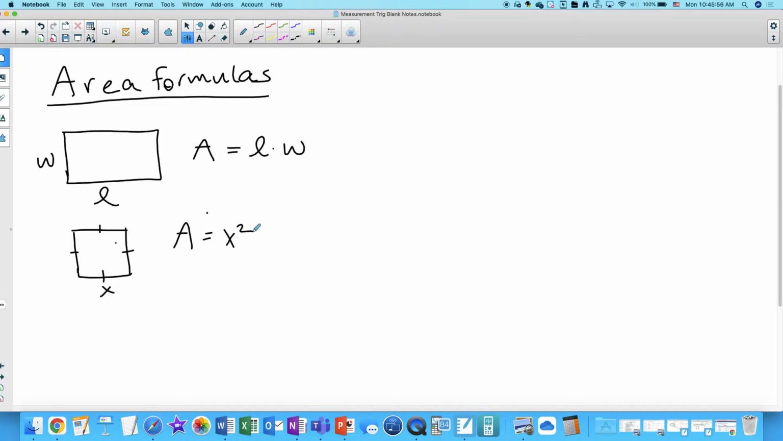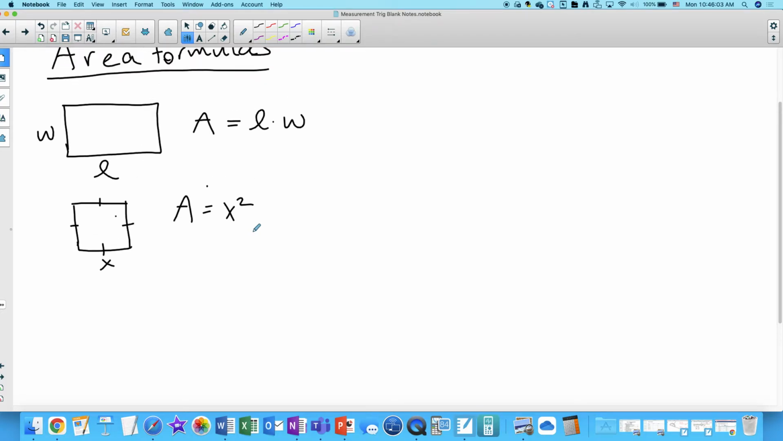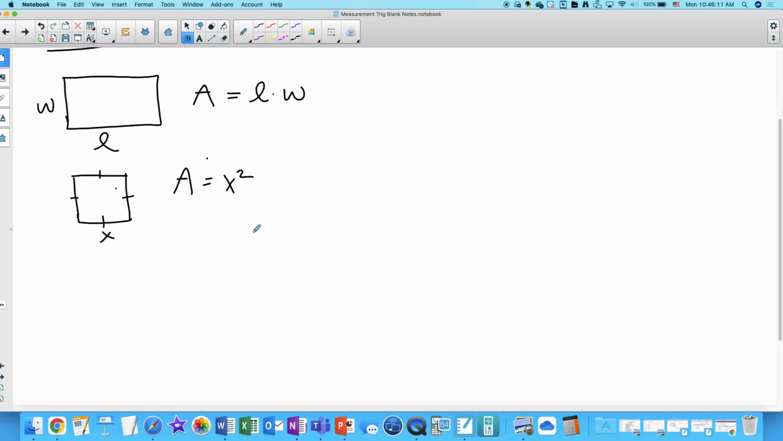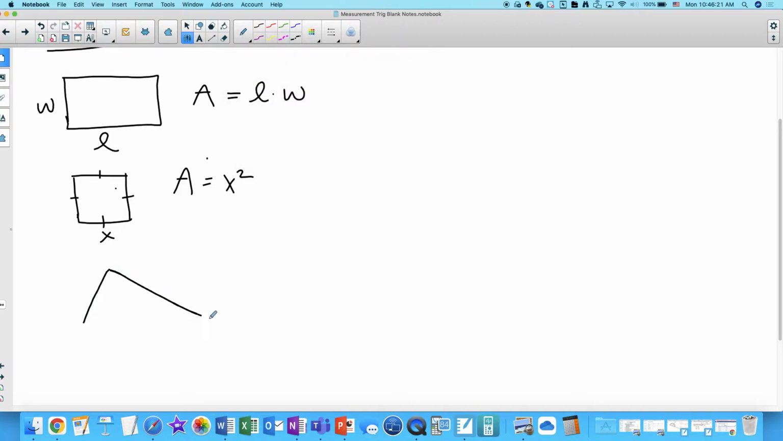Okay, there's a triangle. Do you guys know what the area is for a triangle? Yeah, base times height over 2. And the reason for that is that a triangle is kind of like half a rectangle. So for a triangle, this is the base. The height is always perpendicular to it. And so the area is base times height over 2.